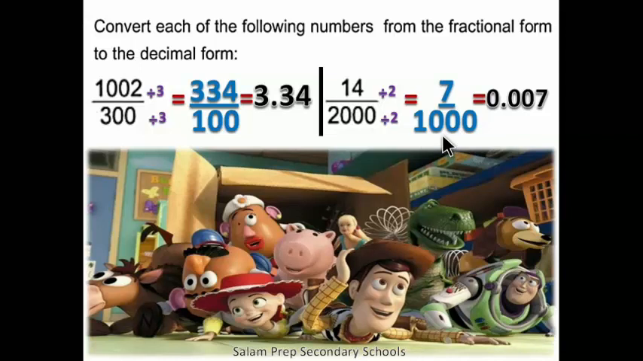1000 means we have in the decimal part 3 places. Tenths, hundredths, thousandths. We will put 7 in thousandths, okay? There is no digit here, we will put 0 in hundredths. There is no digit here, we will put 0 in tenths. So the answer is 0.007. Take care, we can't use times in this problem. You must use divided by.